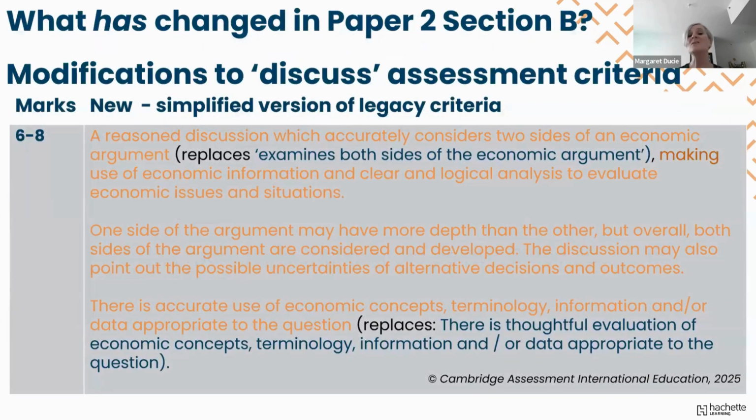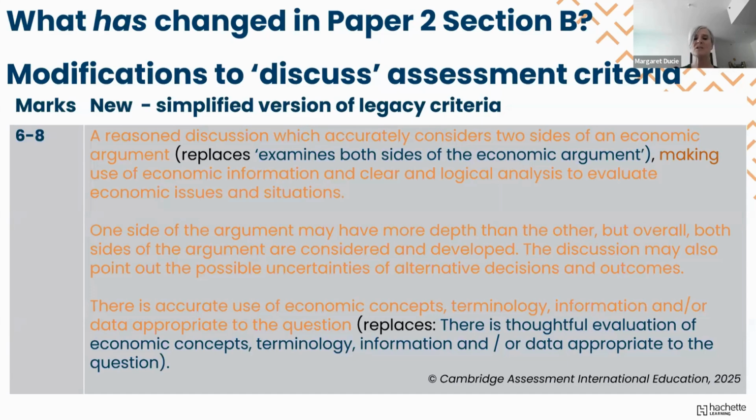And the very, very last question, the discuss, it's still 8 marks. It still requires students to consider 2 sides of an economic argument, using economic information and giving clear and logical analysis. So really the assessment criteria is just a simplified version of the current legacy criteria.